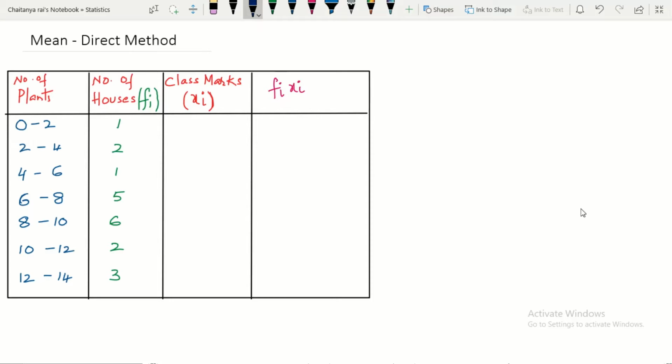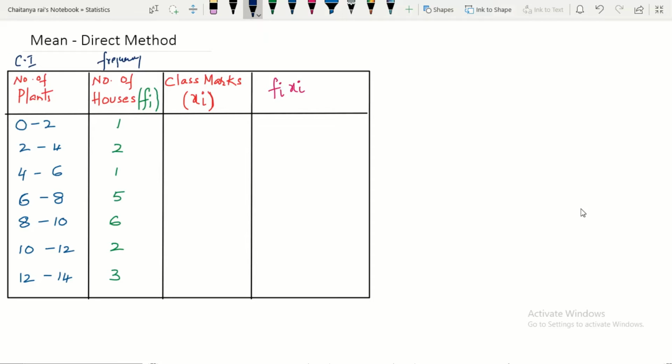In this exercise we are given data regarding plants and houses. Here we can observe there are classes. These classes have a name, the number of plants. This is nothing but our regular class interval, and to that we have respective frequencies for each class. This is the frequency. So these two columns will be given in our problem.